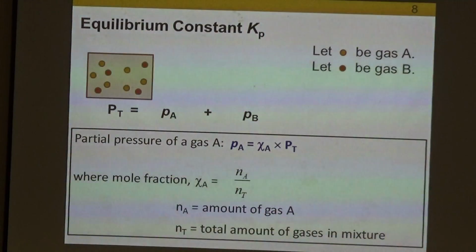Now this part is the one that I think is important to emphasize. The partial pressure of a gas A is the mole fraction of gas A multiplied by the total pressure, where the mole fraction is the amount of A over the total amount. Is that written there for you? Yes. Okay?